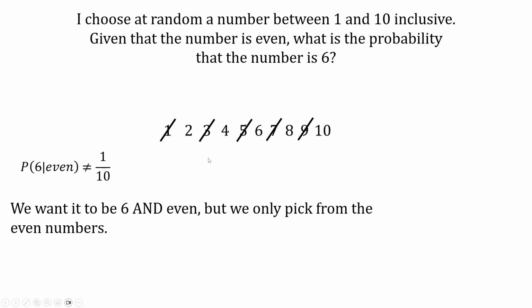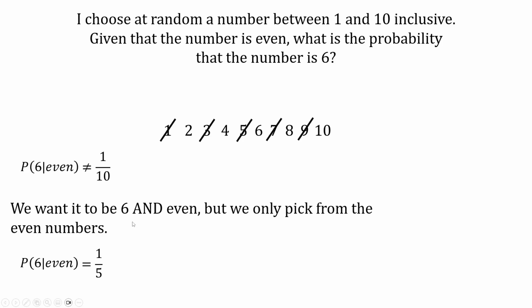So we're actually only picking from these even ones, and we want the number to be 6 and even. Well, if the number is 6, it is automatically even, so we just want the number to be 6. So we're actually only picking one number, this 6, out of a possible 5: 1, 2, 3, 4, 5. So the probability that it's 6, given that I picked an even number, is 1 over 5.